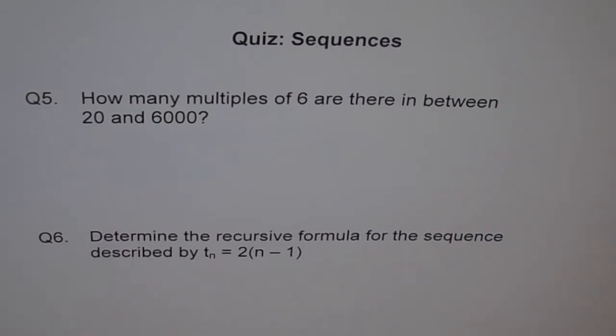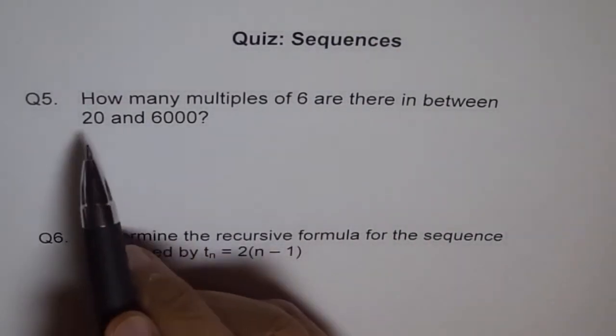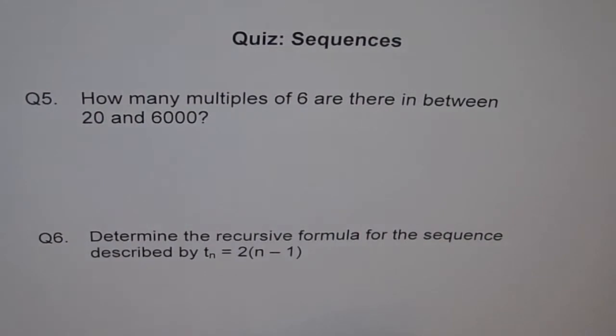try to answer the questions. I'll give you the answers now. So you can stop the video here, and once you're ready, then check it out. Okay. Question 5. How many multiples of 6 are there in between 20 and 6000?